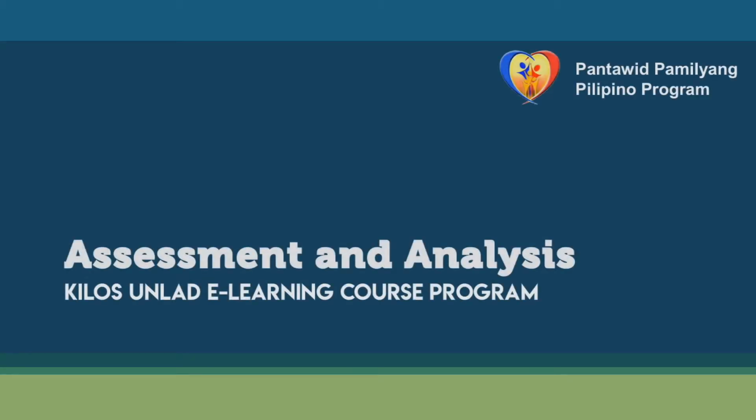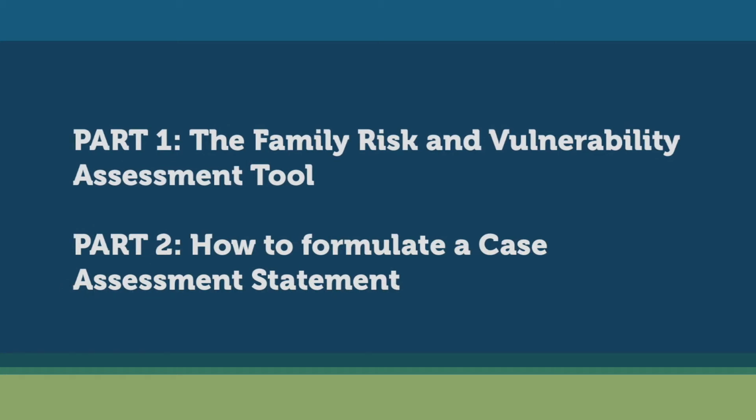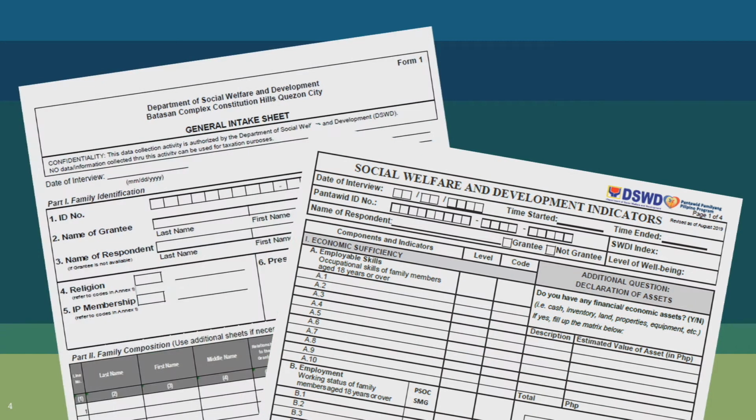Welcome to the session on assessment and analysis under the Kilos-Unlad phase-in stage. This session is divided into two parts. Part 1, that will be the family risk and vulnerability assessment tool, and Part 2 is on how to formulate the case assessment statement. Previously, you were refreshed on the Social Welfare and Development Indicators, or SWEDI, which is one of the primary tools in assessing the well-being of the Pantawid households.